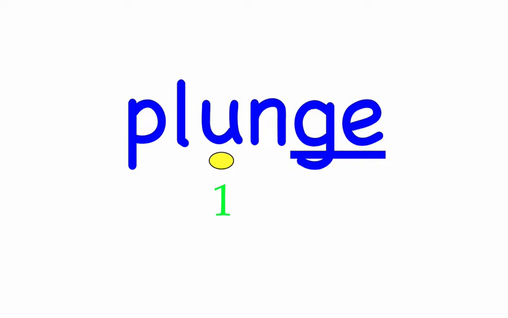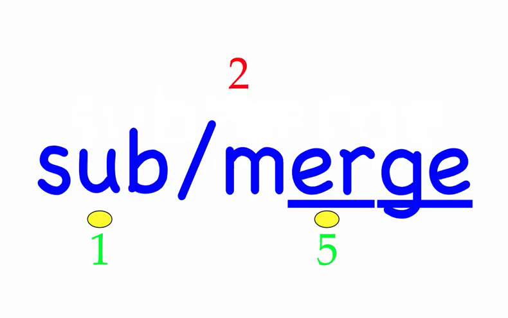Row 3, submerge. Submerge. The submarine began to submerge in the water. Sub, three sounds. S, u, b. Merge, three sounds. M, er, j. Submerge. Mark the word. Submerge.